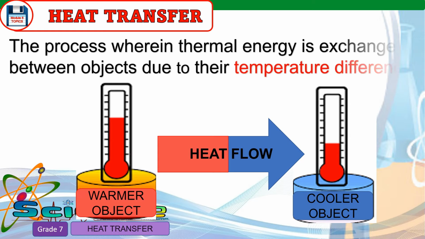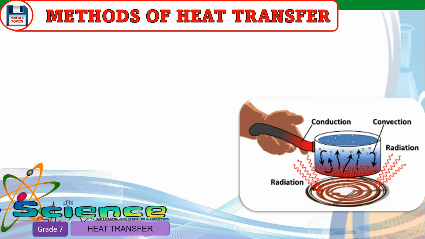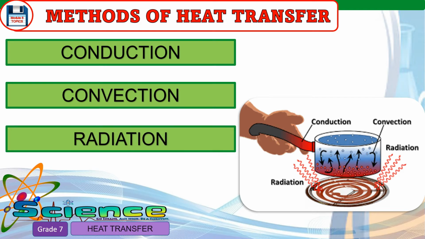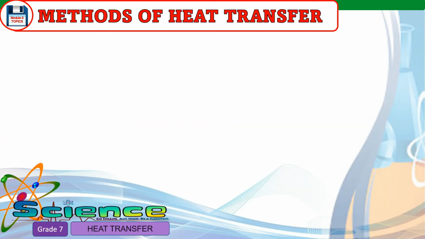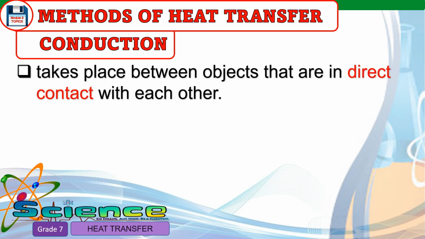To define, heat transfer is the process wherein thermal energy is exchanged between objects due to their temperature differences. There are three methods of heat transfer. They are conduction, convection, and radiation. Let us start with conduction. Conduction is the process in which the transfer of heat takes place between objects that are in direct contact with each other. This means that heat energy is directly transferred through a material.